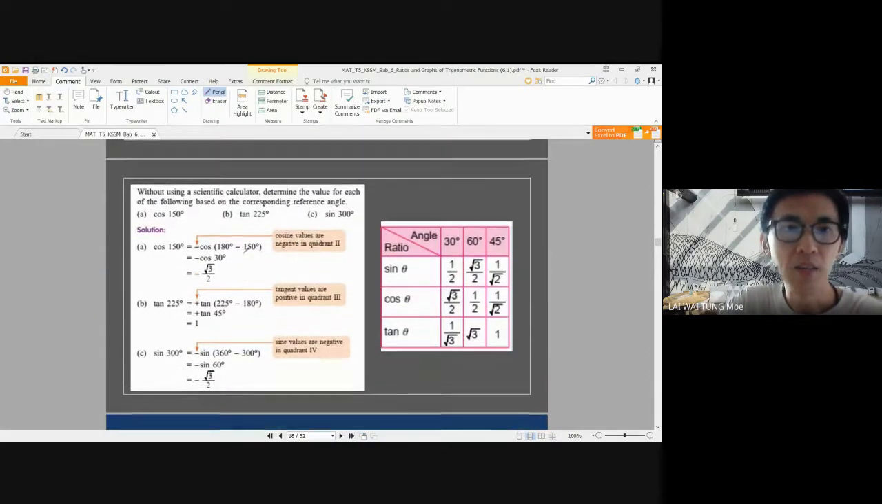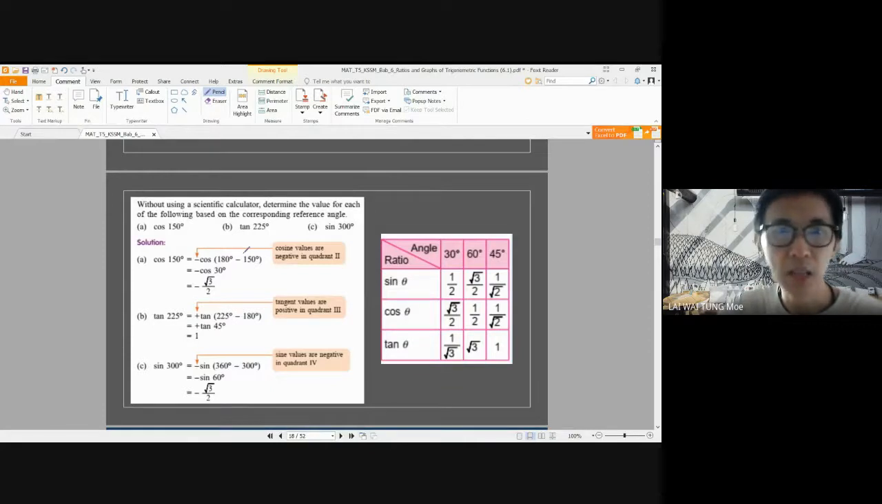Let's say I will do the second question, B. As usual, we need to know which quadrant 225 is in. 225 is actually in your third quadrant. And when it's in the third quadrant, we know: add sugar to coffee. So in the third quadrant, tangent is positive. That's why you notice here they put a positive sign for tangent. And to find the alpha in the third quadrant, you take 225 minus 180, so that's why you get this.